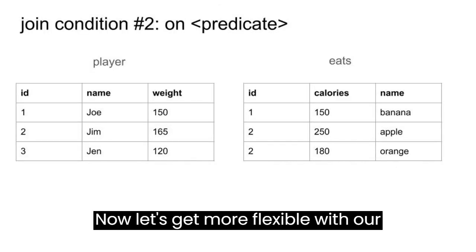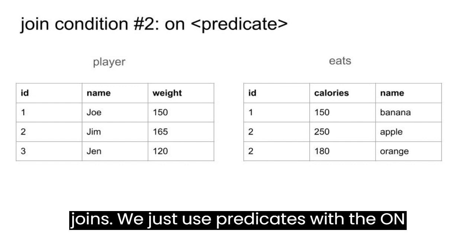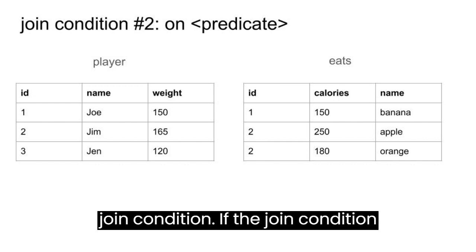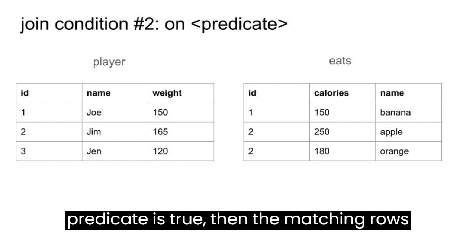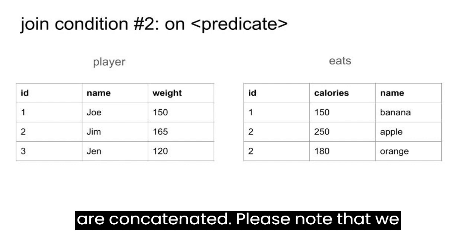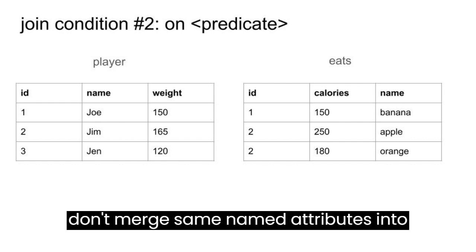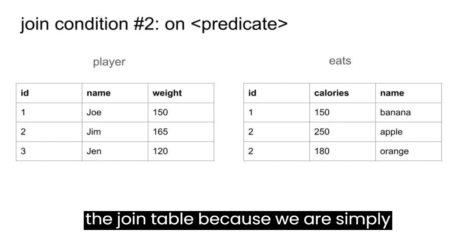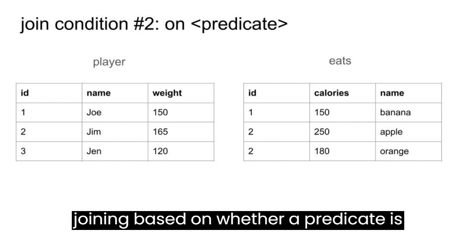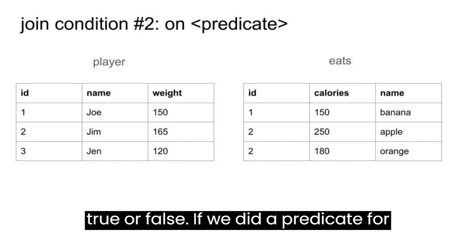Now, let's get more flexible with our joins. We just use predicates with the on join condition. If the join condition predicate is true, then the matching rows are concatenated. Please note that we don't merge same-named attributes into the join table, because we are simply joining based on whether a predicate is true or false.